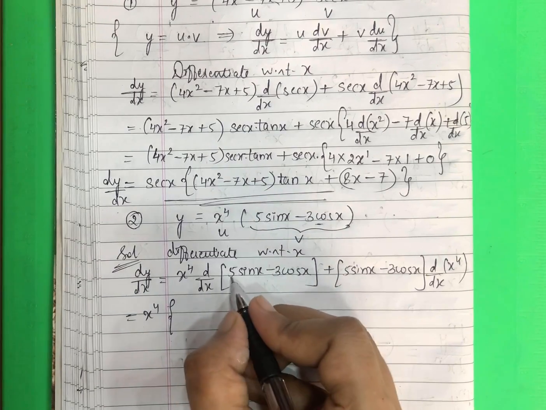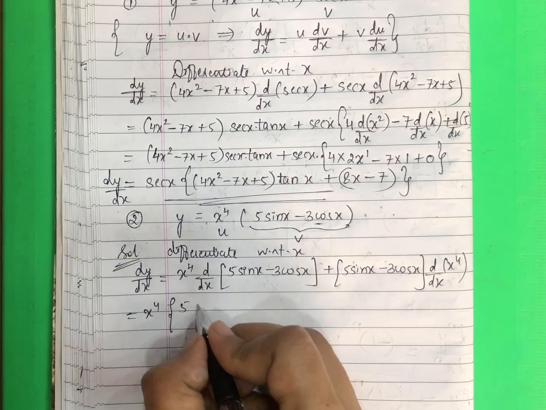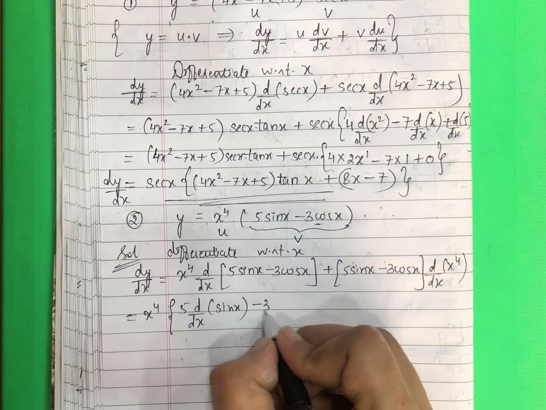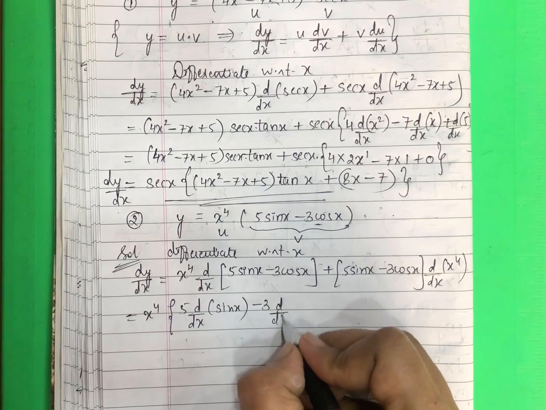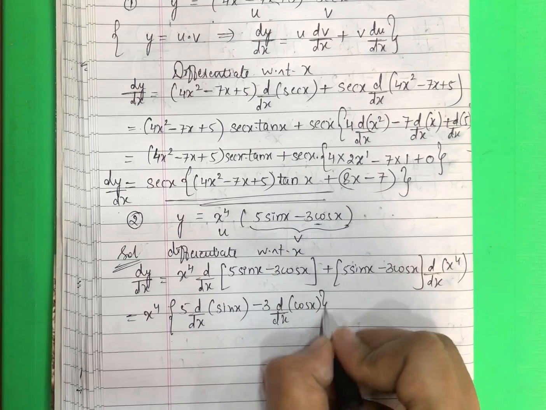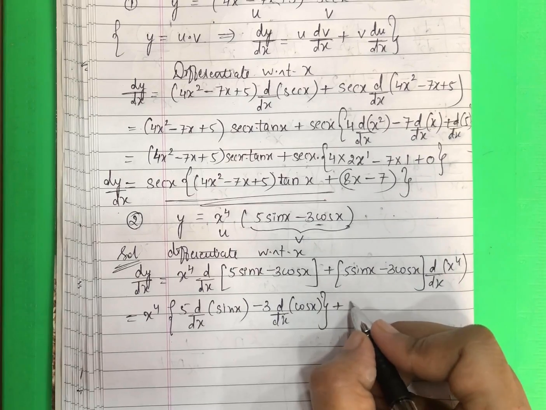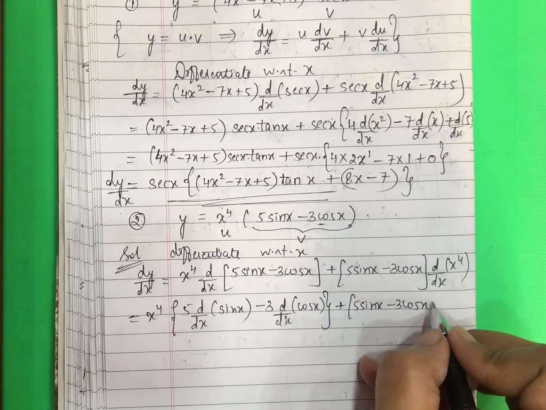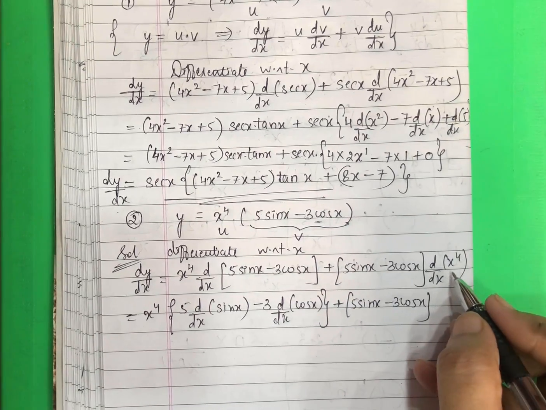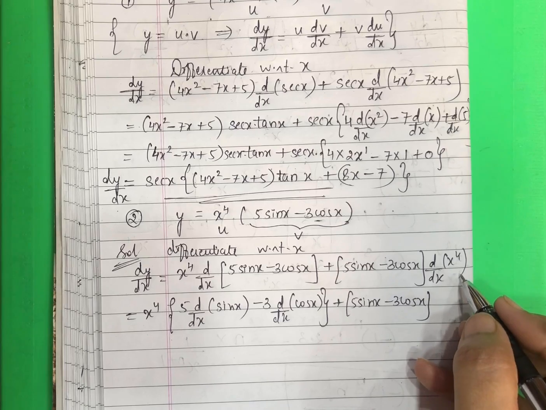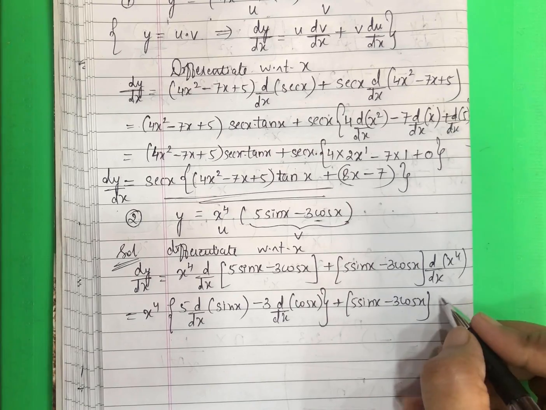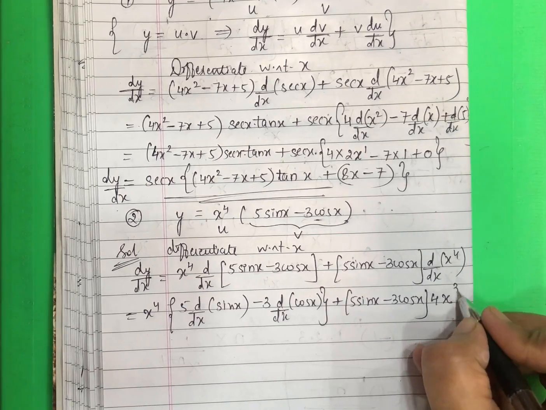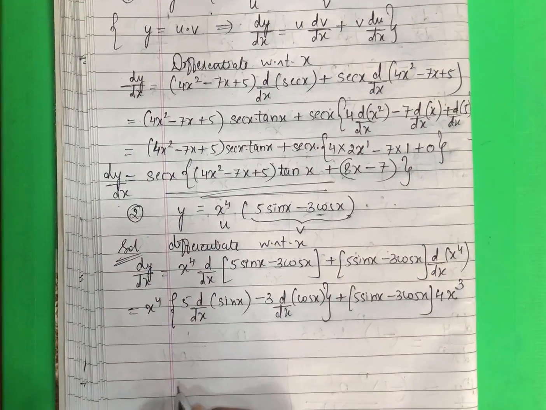We can take in bracket, this 5 is coefficient, so 5 d/dx of sin x, minus 3 is coefficient, so d/dx of cos x, bracket close, plus this bracket would be as it is, (5 sin x − 3 cos x), bracket close, and d/dx of x⁴ can be done by using the formula x raised to the power n, that is n x raised to the power n − 1. 4 minus 1 power would be 3.